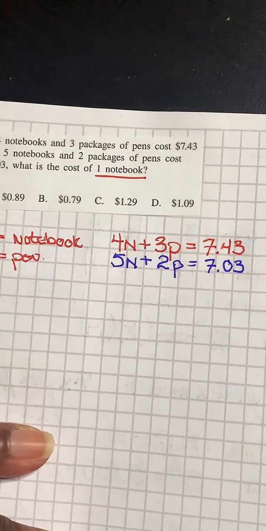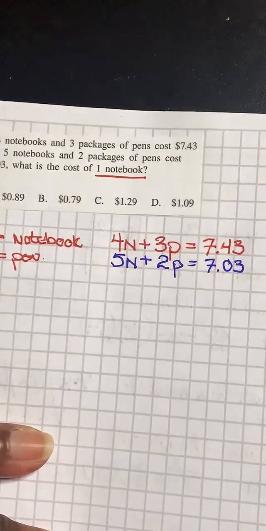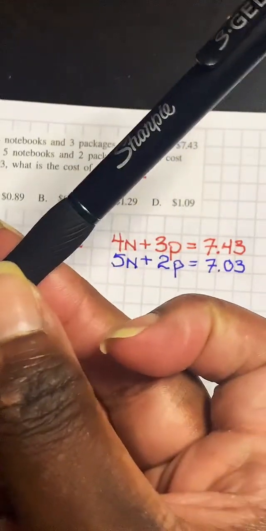Using different pens. Yeah, there are different types of pens. And then there's one that's green. The green one hasn't run out yet.